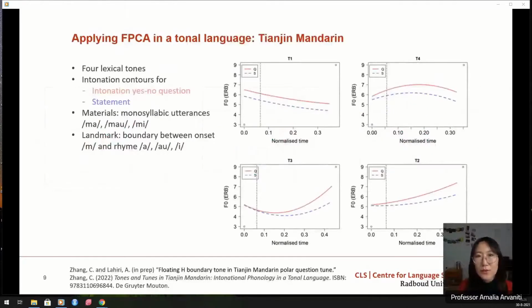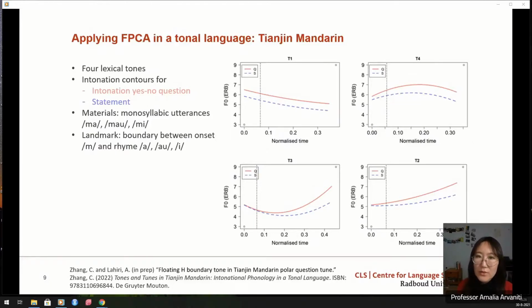FPCA can also be used in tonal languages. I will use Tianjin Mandarin data to illustrate how we can do that. Tianjin Mandarin has 4 lexical tones. One key thing to do FPCA is that you should model the intonation tone by tone, not pooling them all together, especially when you don't have prior knowledge about this variety. So here we are investigating the differences between statement, which are the blue lines, and intonation yes/no question.